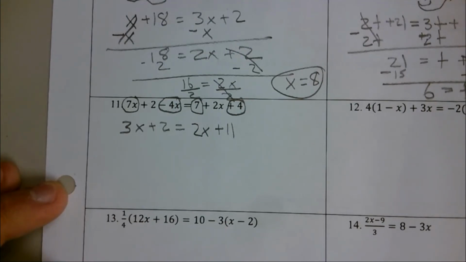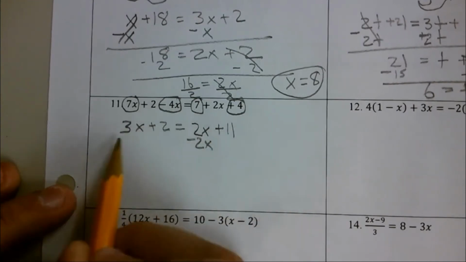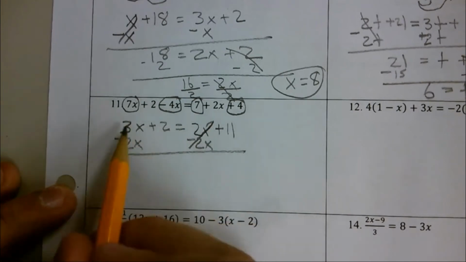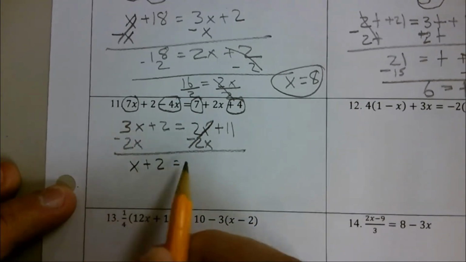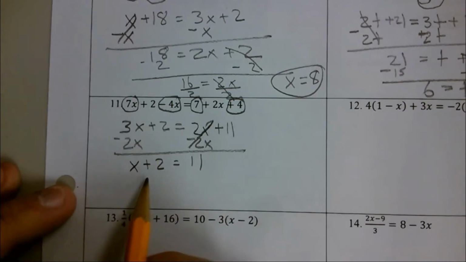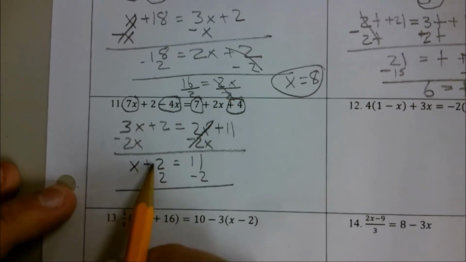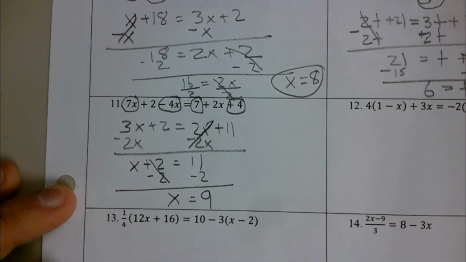So first thing I got to do is get all my x's to one side. So I'm going to get rid of this 2x on this side. Cross those out. 3x minus 2x is just 1x, so I have x plus 2 equals 11. And just like all of our equations, this should start feeling familiar now, maybe even getting a little bit repetitive. We've got 2 minus 2 on both sides. These cancel. X equals 9.